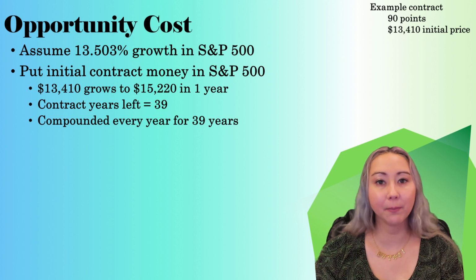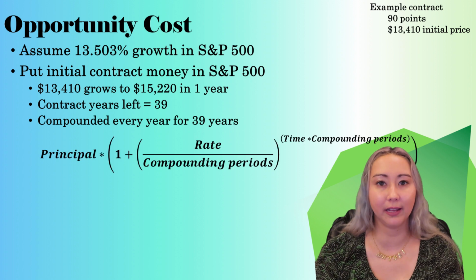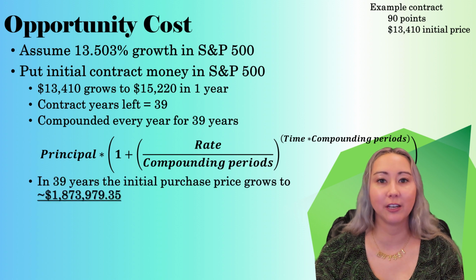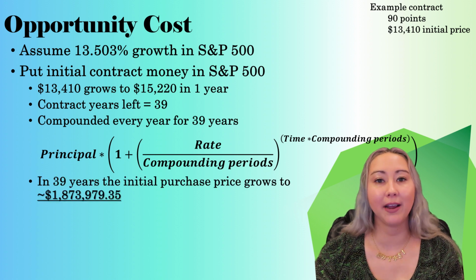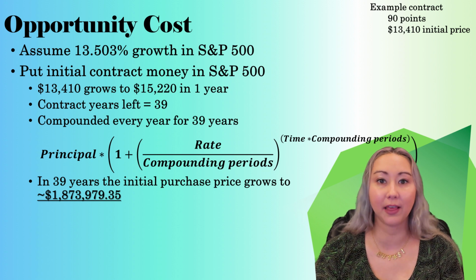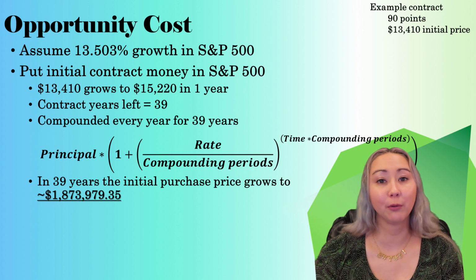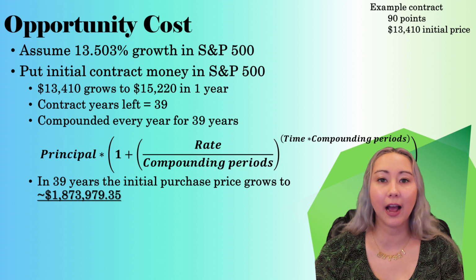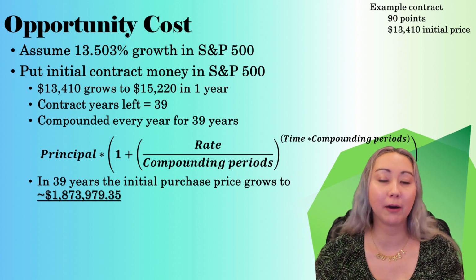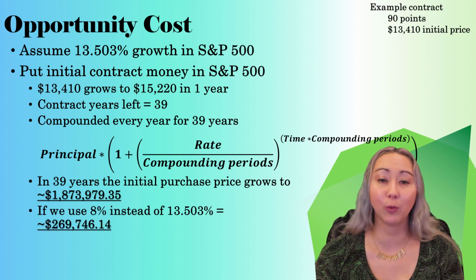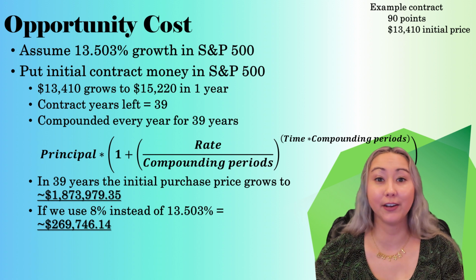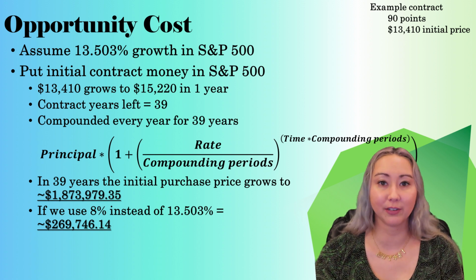Next, let's look at what your money could grow to if you take that money, invest it, and then leave it alone for the length of your proposed Disney Vacation Club contract. For me, at this S&P 500 growth rate of about 13.5% from the last decade, we would have grown my initial about $13,000 into almost $2 million over that 39 years. If we used a growth rate of 8% instead of that 13.5%, we would have grown only to about $250,000, but that still is quite a lot of money. Again, year to year, it's going to vary a lot, and this is a gross oversimplification.